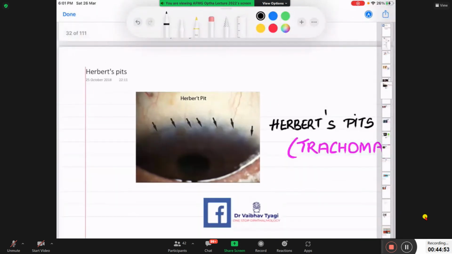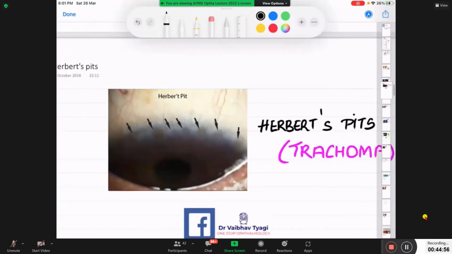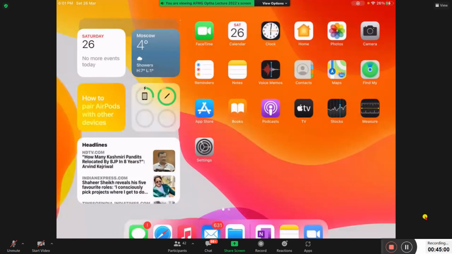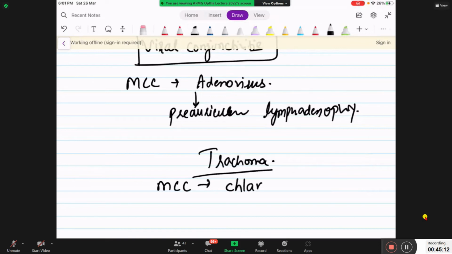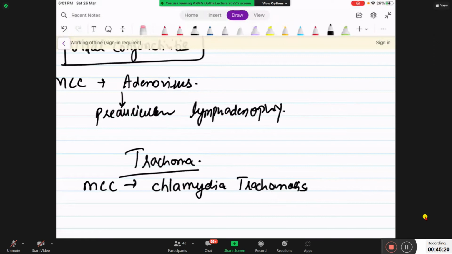Trachoma. So write down trachoma. Next heading is trachoma. It is the most common cause of trachoma. Write down, it is Chlamydia trachomatis, as the name says, trachomatis. So Chlamydia trachomatis causes trachoma.